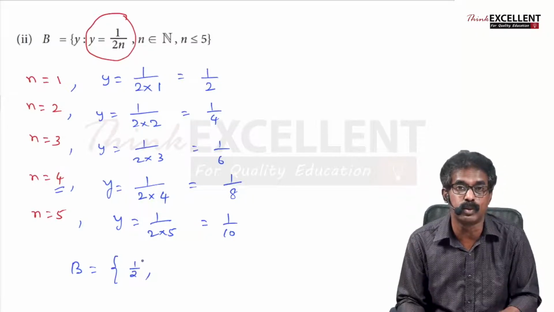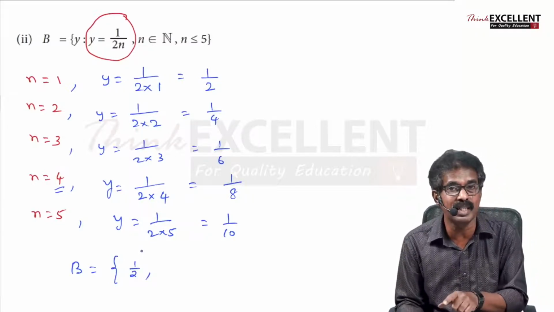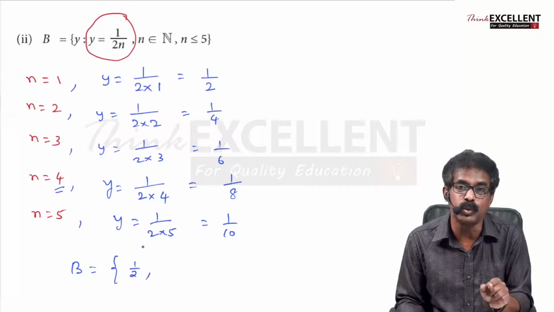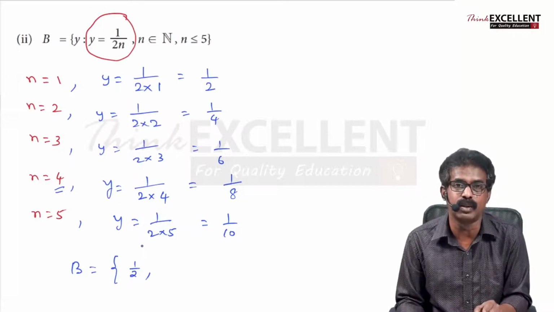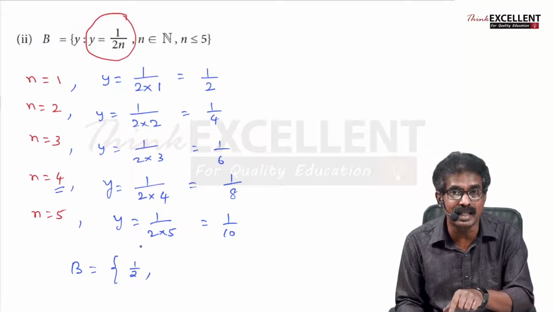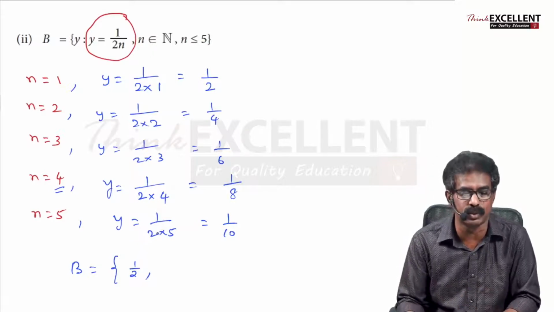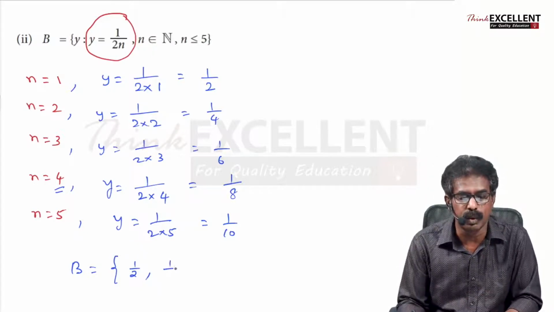Don't write n values. Write the y values. Why are we finding n? To find y, you need the n value because y equal to 1 by 2n. If you know n, you can substitute, right? 1 by 2, 1 by 4, 1 by 6, 1 by 8, 1 by 10.